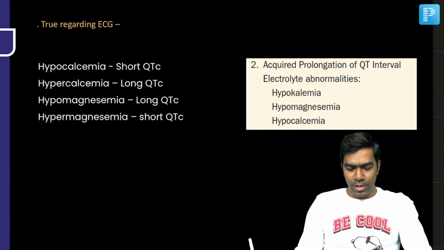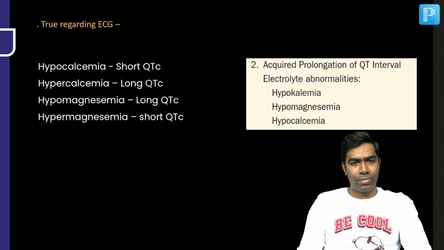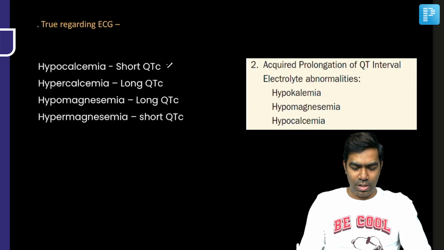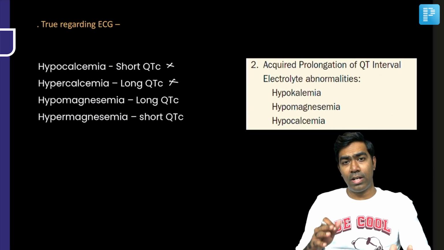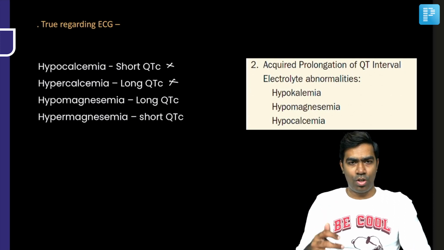So coming to question 20, true regarding ECG. Hypocalcemia, short QT, wrong, because hypocalcemia is going to produce long QT only. Hypercalcemia, long QT, wrong. Hypercalcemia is going to produce short QT. In fact, hypercalcemia and digoxin are the ones that are associated with short QT.